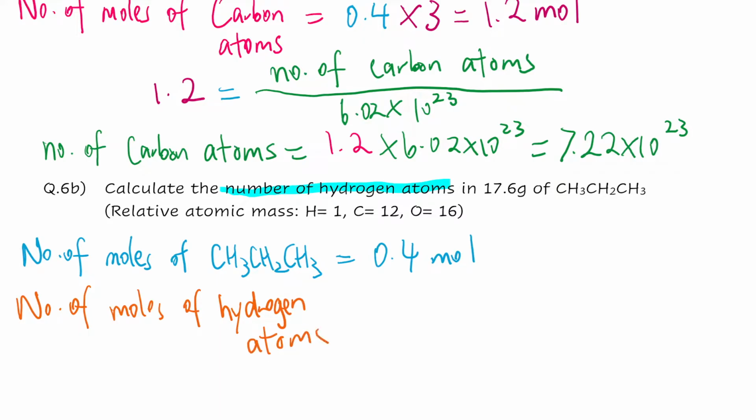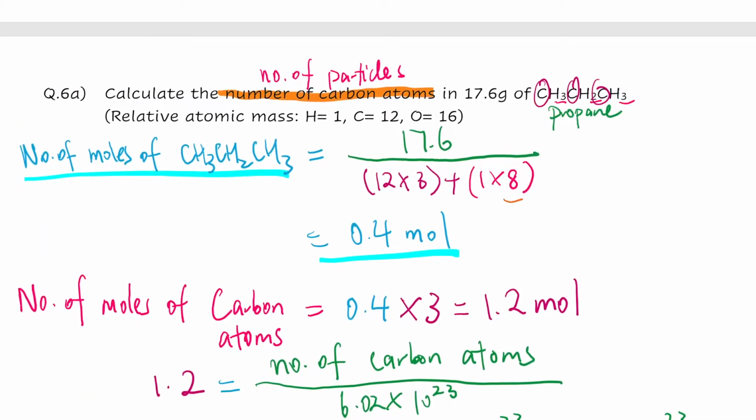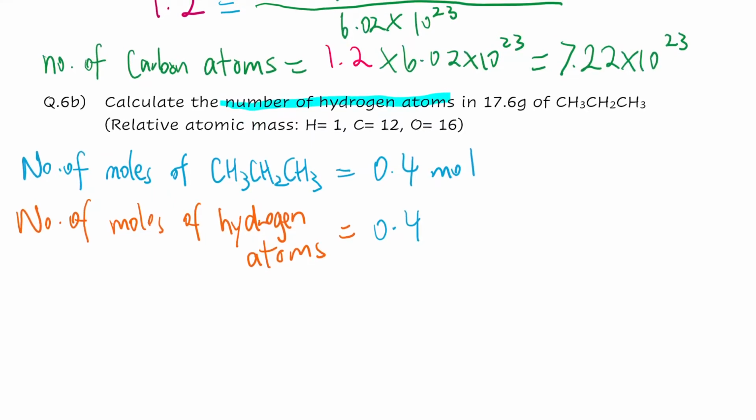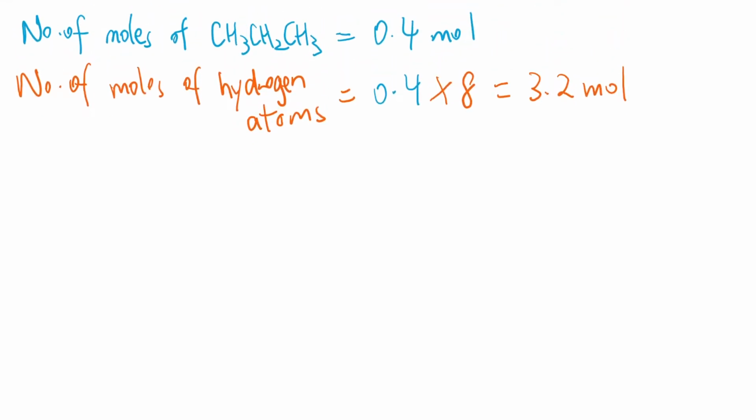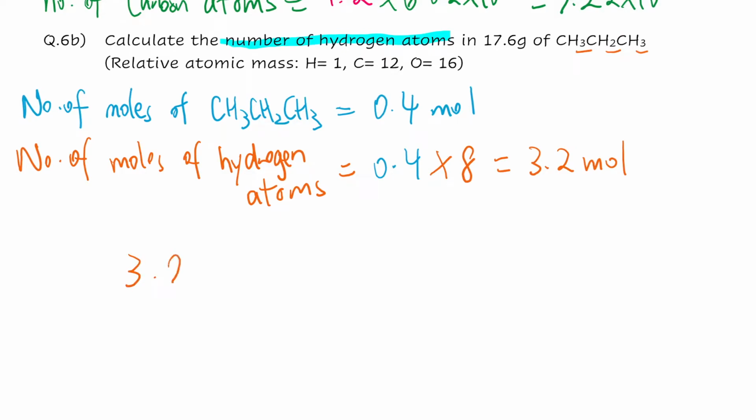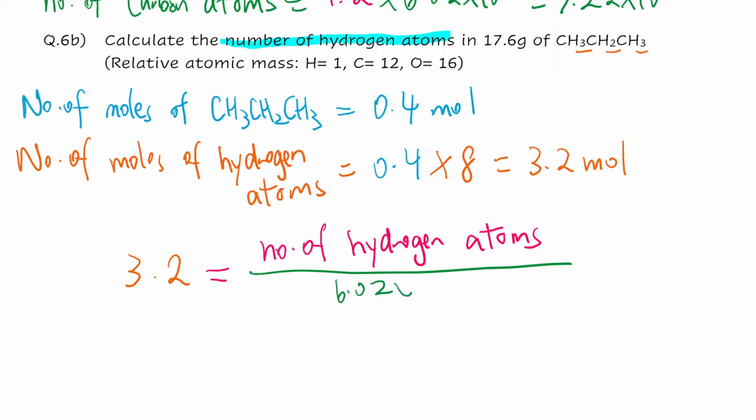This time, how many hydrogen atoms are there? We already found it up top here. Remember when we were finding the relative atomic mass, there are 8. So here, 3 plus 2 plus 3, that's 8, times 8. So 0.4 times 8, that is 3.2 mole. And then use our second equation again. The number of moles of hydrogen atoms is equal to the number of particles, which here is hydrogen atoms, divided by L, or 6.02 times 10 to the power 23.